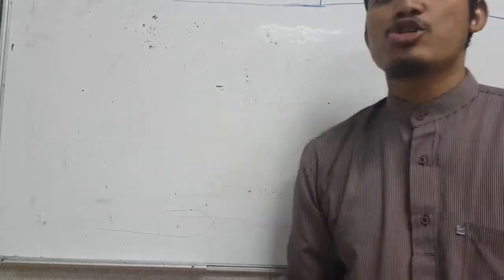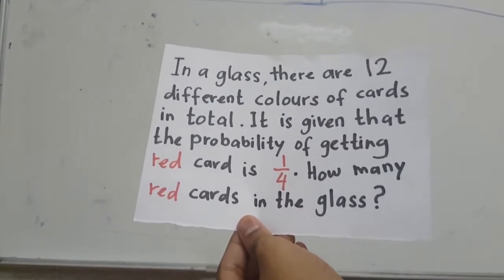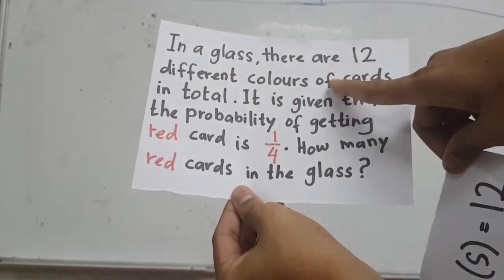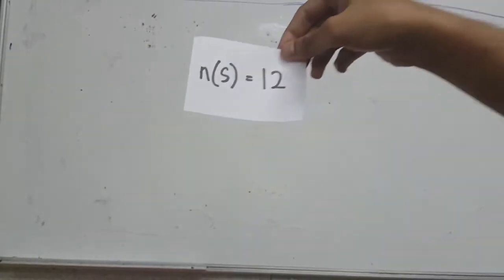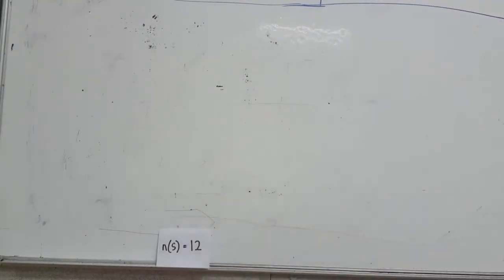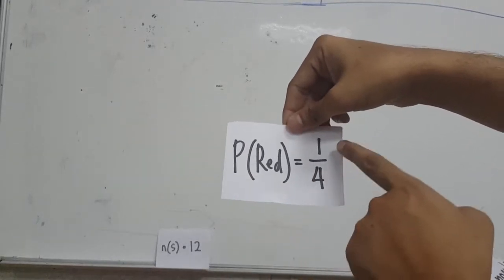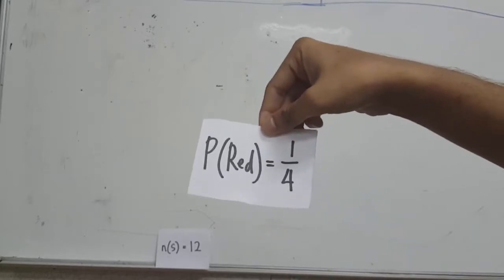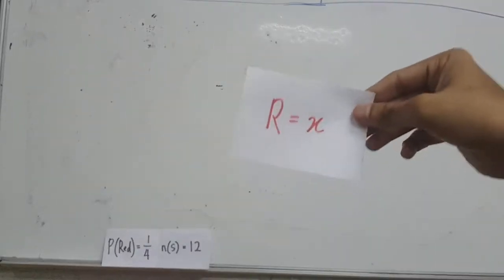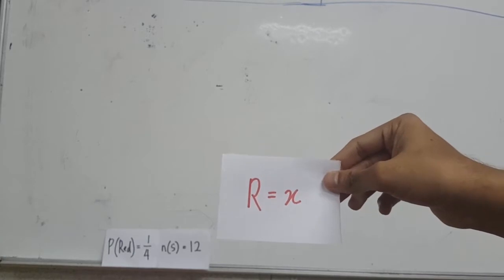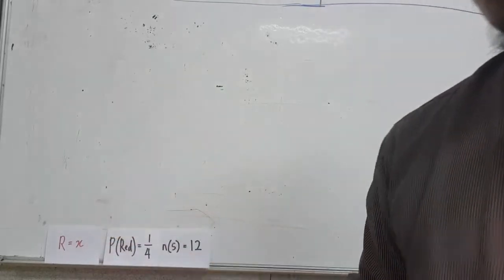Understand? So what information do we have from this statement? Number one, we know that the total is 12, NS, the number of all samples. The second thing that we know is the probability of getting red is 1/4. It is given in the statement. And the question now is, we want to find out how many red cards are inside my pocket. So how to calculate this?